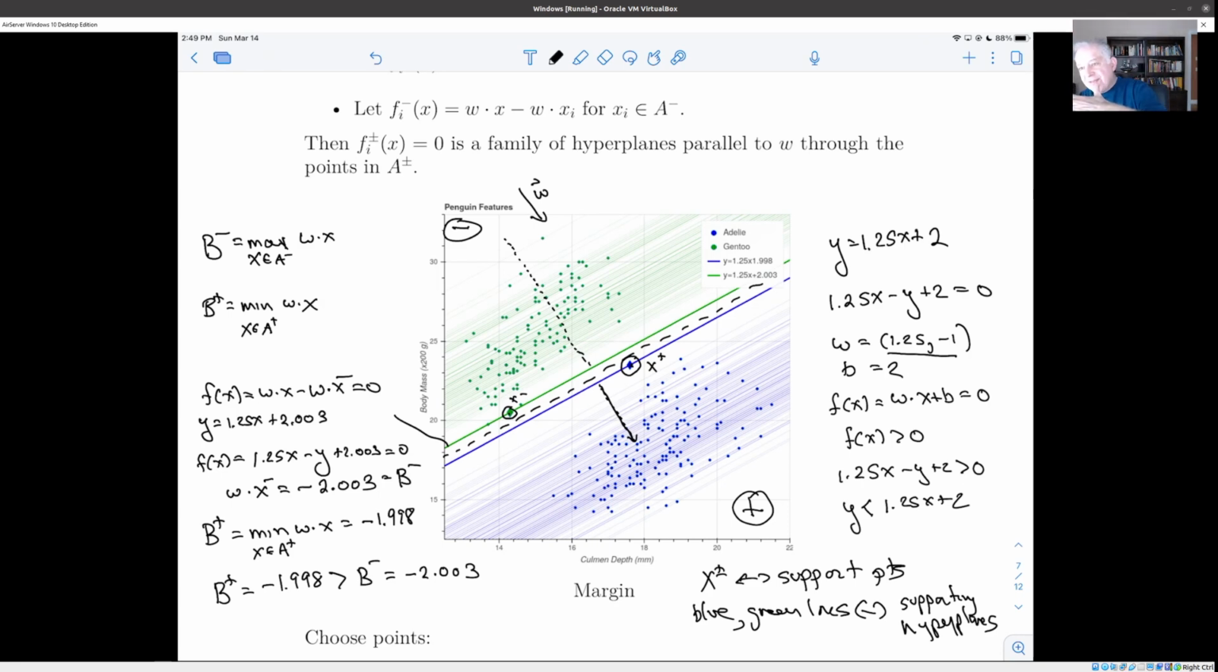And when we can't move any farther, because doing so we would cross into the other guy's territory, so to speak, the points at the boundary are called support points, and the hyperplanes through them are called supporting hyperplanes. And as long as these b plus and b minus are in the right order, we know that any number that we pick between those two numbers, so any line of the form y equals 1.25x plus b, where b is between 1.998 and 2.003, is going to give us a separating hyperplane that points in the w direction. Great.